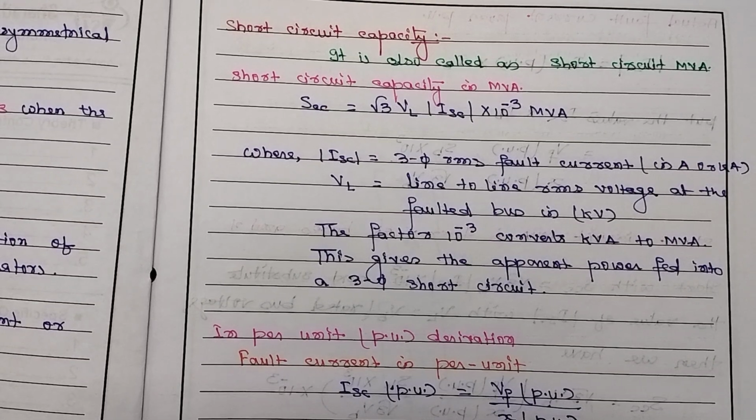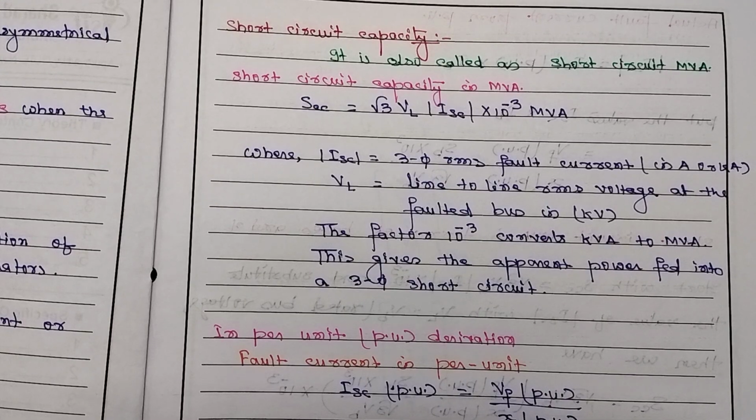So today's topic title is short circuit capacity and per unit deviation. In this short lesson, I will derive the short circuit capacity and connect it to the per unit, with the per unit short circuit current, that is 1 by X per unit. Let us go step by step.